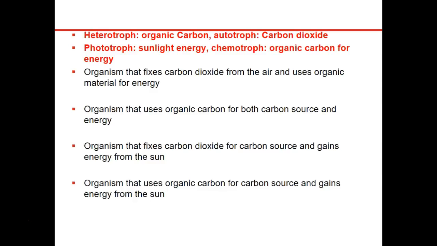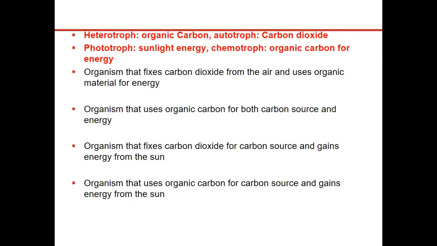So here are some questions that I'll let you think about for a second. Remember, heterotrophic organisms are organisms that use organic carbon as their carbon source, and autotrophic organisms use carbon dioxide as their carbon source. They fix it. Phototrophs are organisms that use sunlight for energy, while chemotrophs use organic carbon for energy.